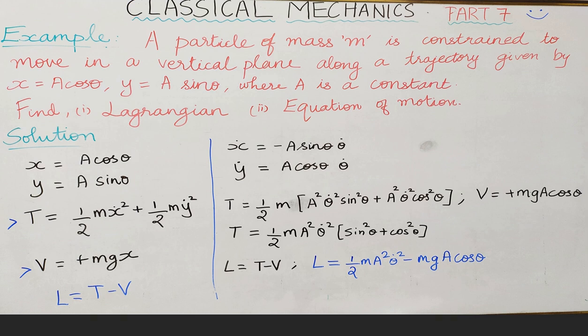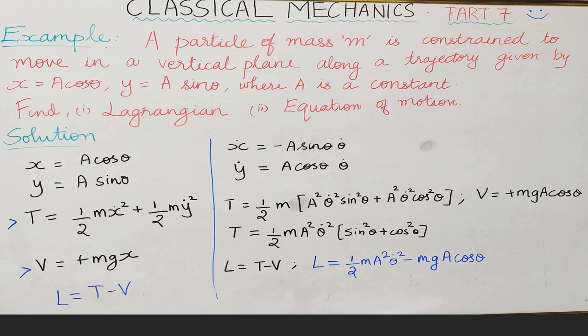So here they have given x in terms of theta. So our generalized coordinate will be theta. They have been given in the generalized coordinate, so we don't have to convert anything. We have directly our x and y. Now we just have to set up the T and V for our Lagrangian. So here T will be half m x dot squared plus half m y dot squared, and V will be mgx.